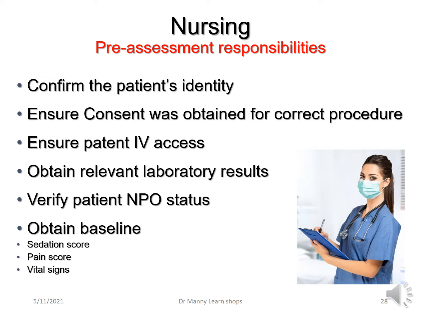Cough, gag, swallow. Obtain a baseline sedation score, pain score and vital signs. Do temperature, do pulse, do respirations, do a blood pressure. Establish their pain score. Note their pulse oximetry.